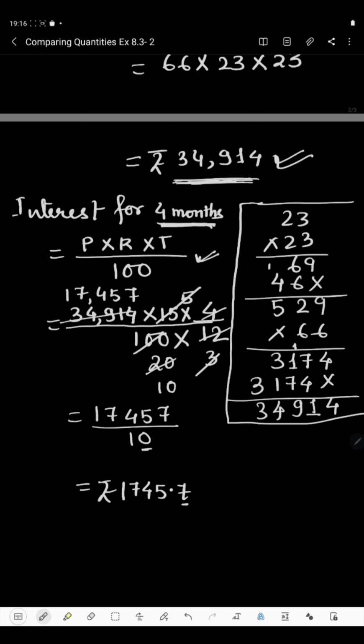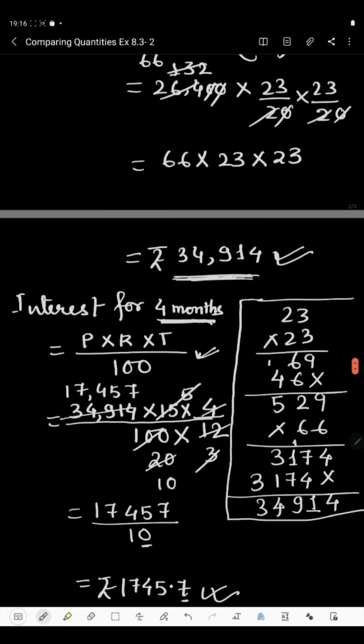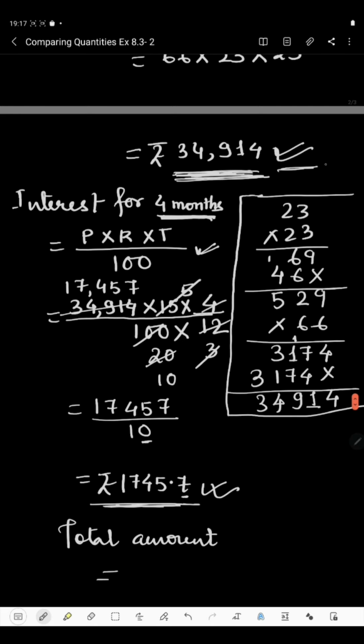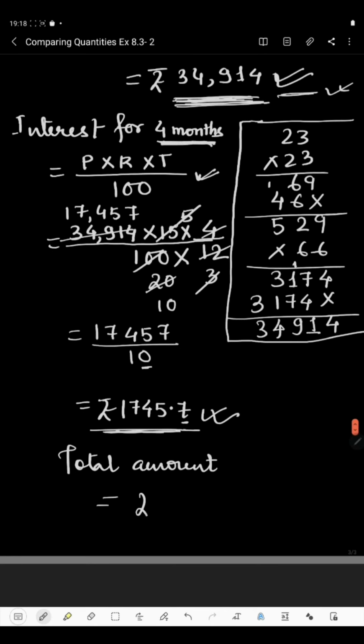Now this interest will be added to the amount to get the total amount which she has to pay after 2 years 4 months. So we have to find the total amount which she has to pay after 2 years 4 months, and we can get the total amount by adding this interest to the amount. So rupees 34,940, this is the amount which she has to pay after 2 years, and this is the interest which will be charged on this principal. So this will be added.